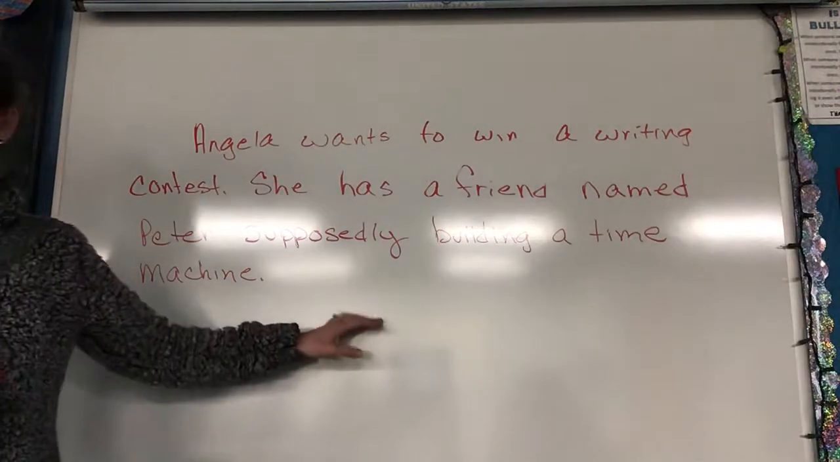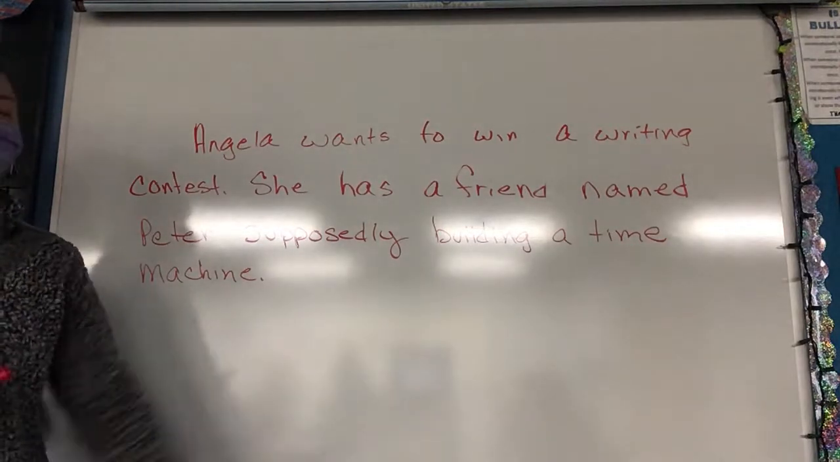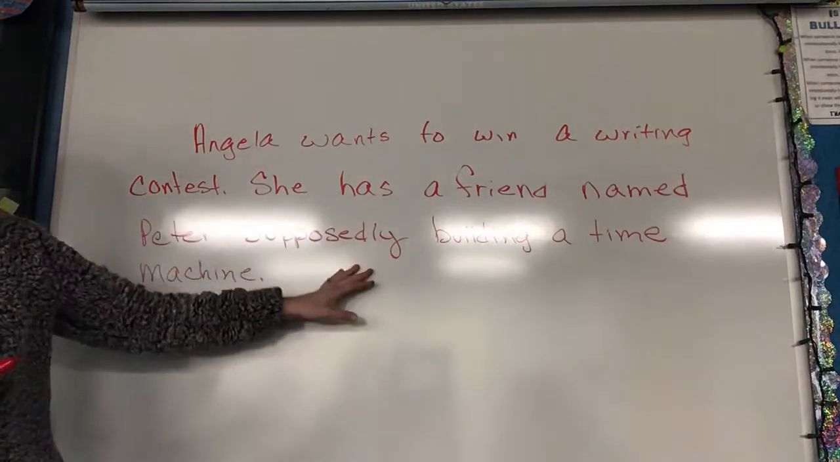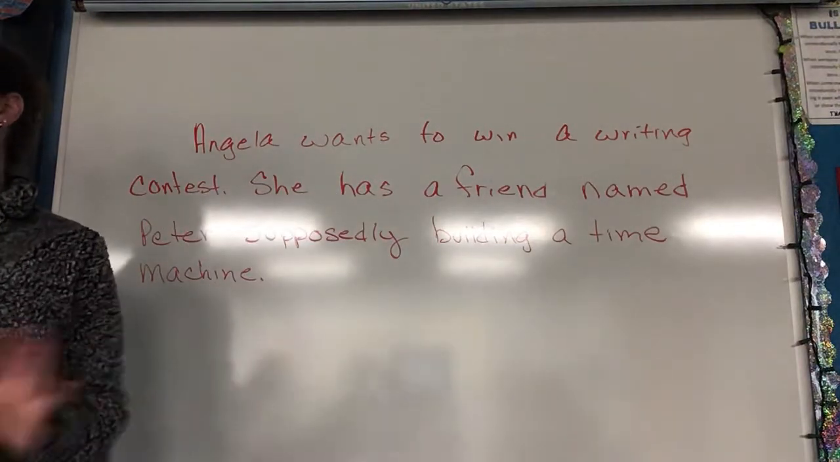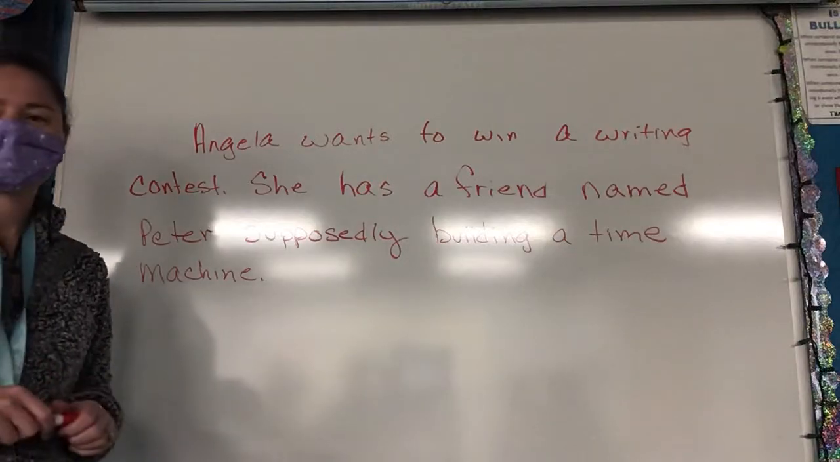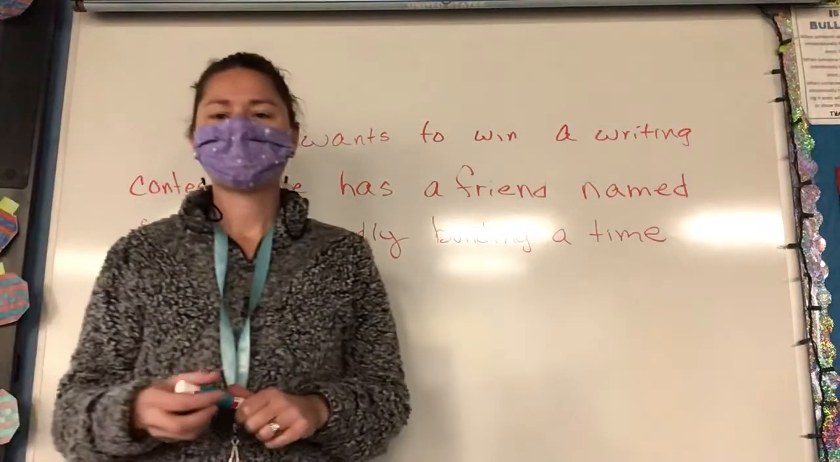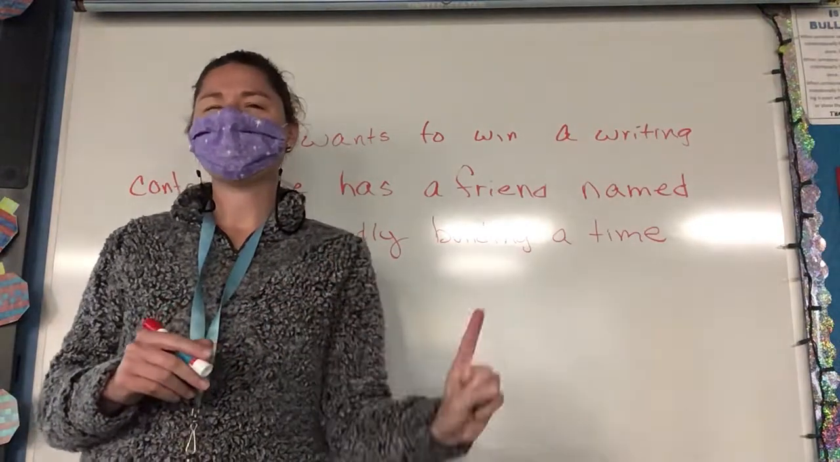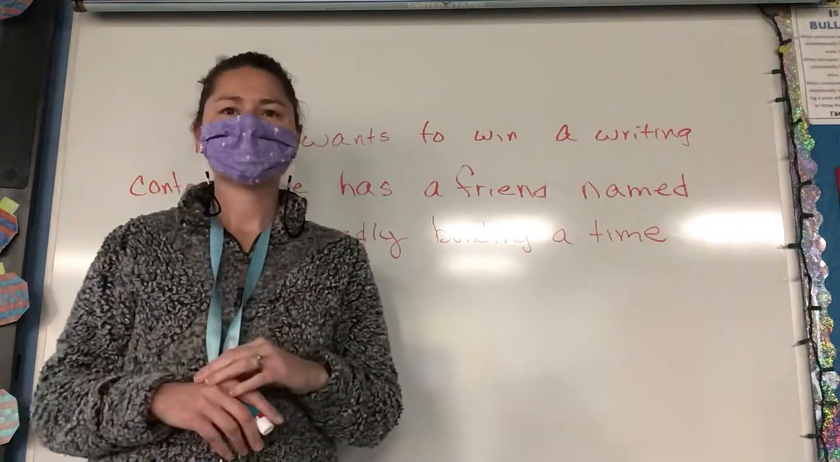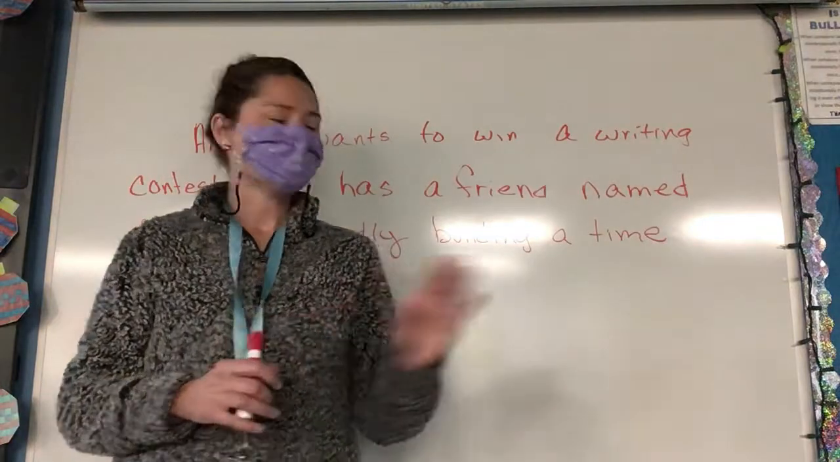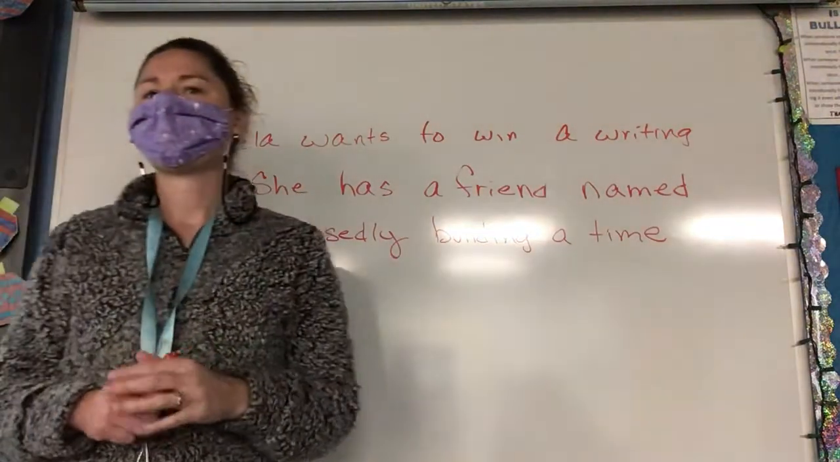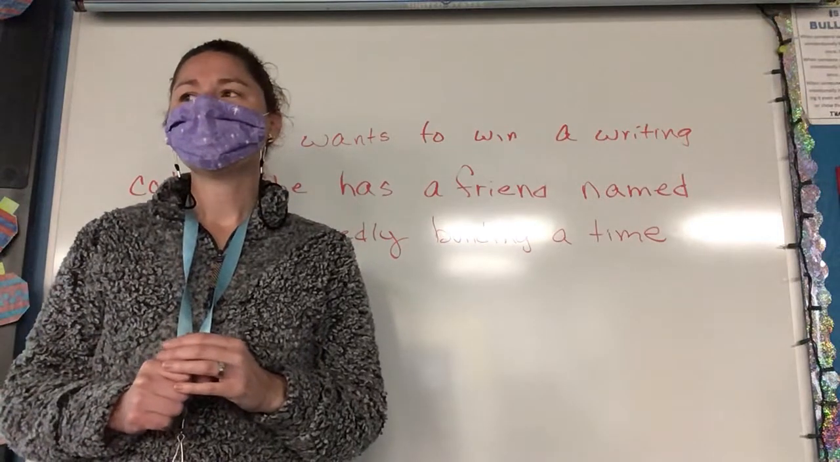What are some of our next events we wrote down? She has a problem. You should know, you wrote it down. She has this friend that's supposedly building a time machine. What does she have to do before that, though? Because this is speculating that her friend is building the machine. What does she do first?